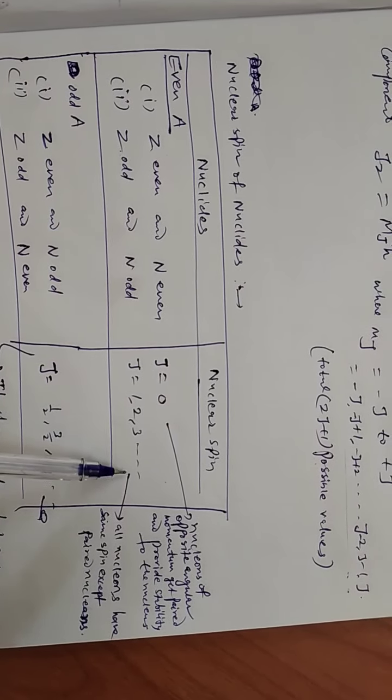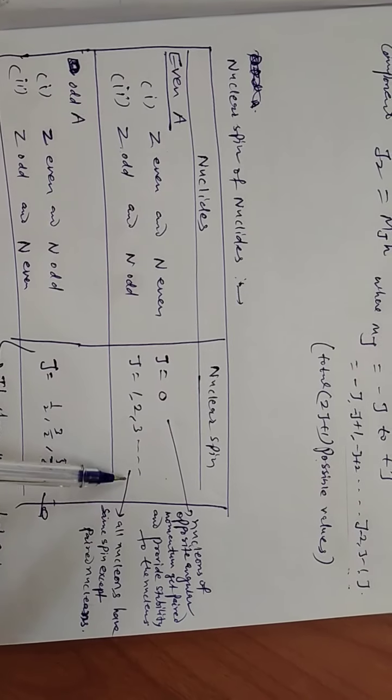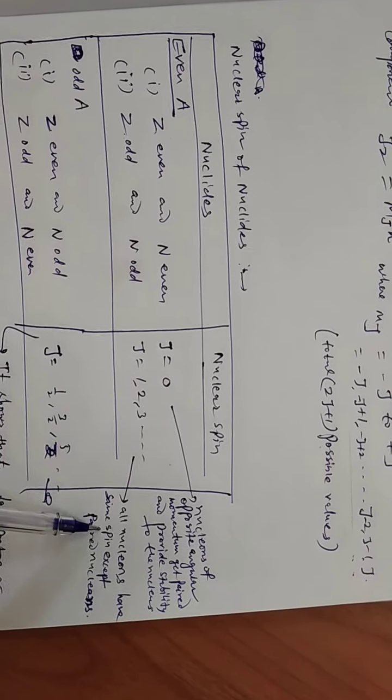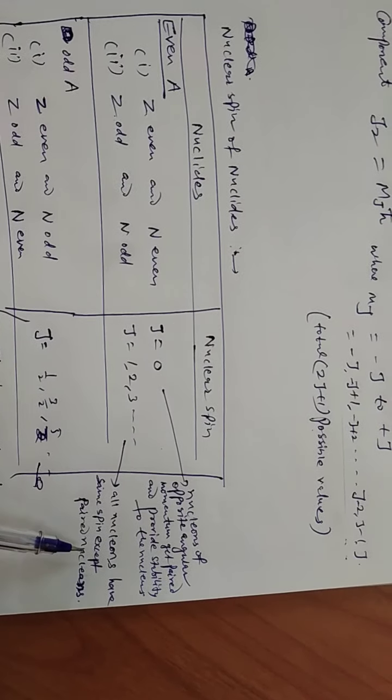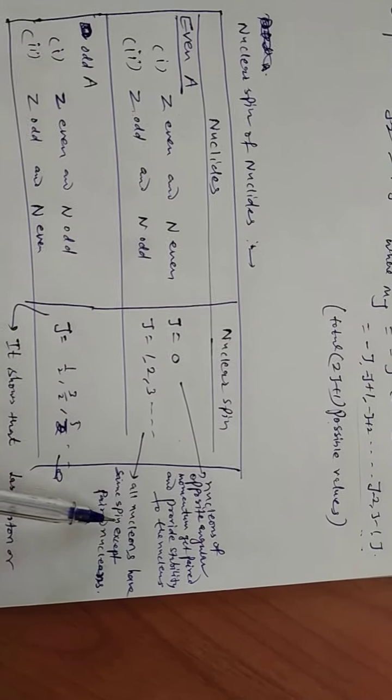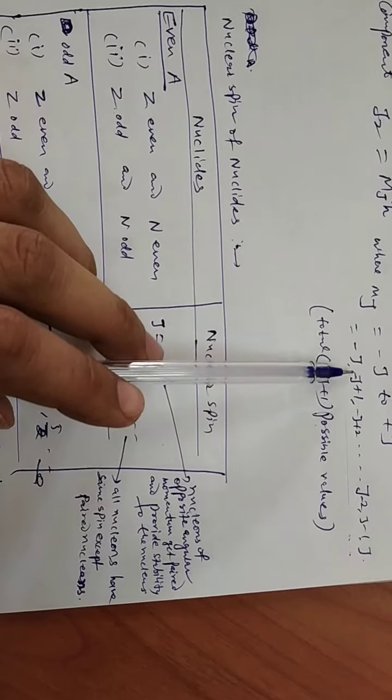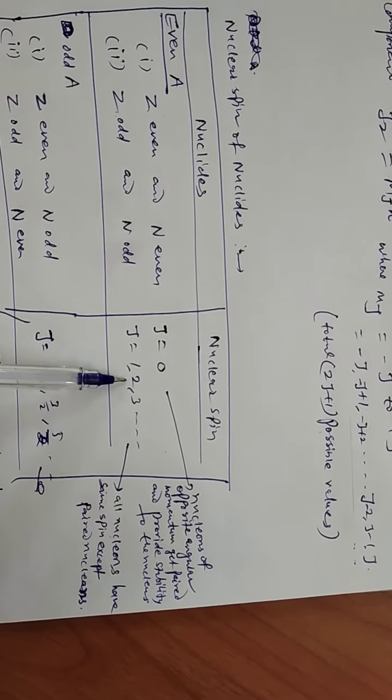In this case all nucleons have the same spin except the paired nucleons. So if we calculate from minus J to plus J, then we find 1, 2, 3.